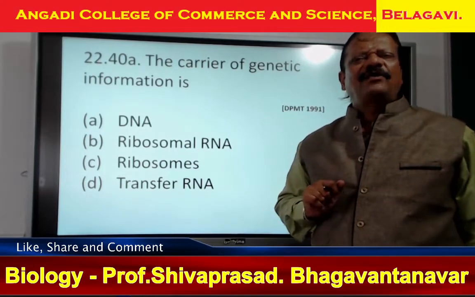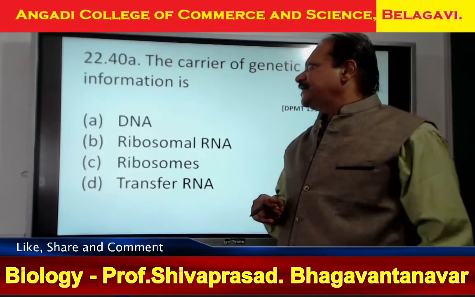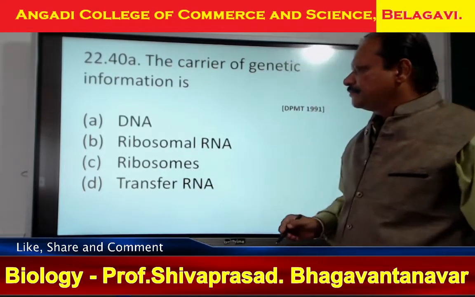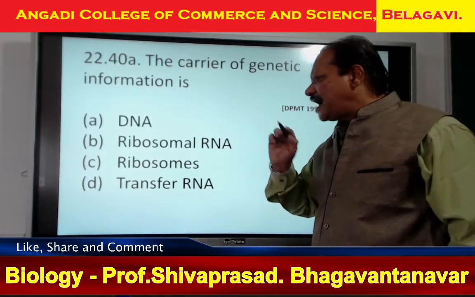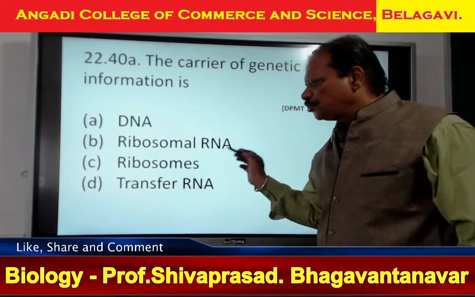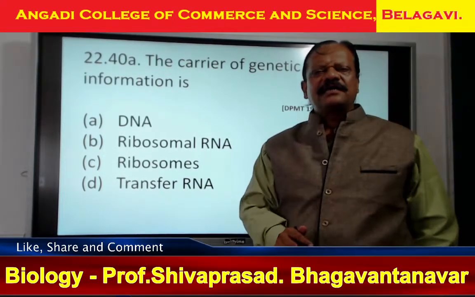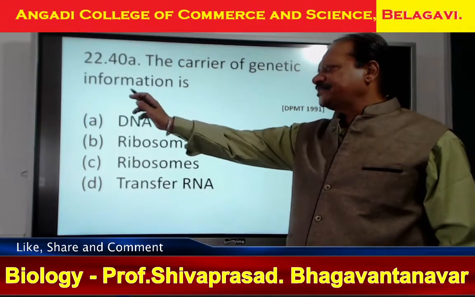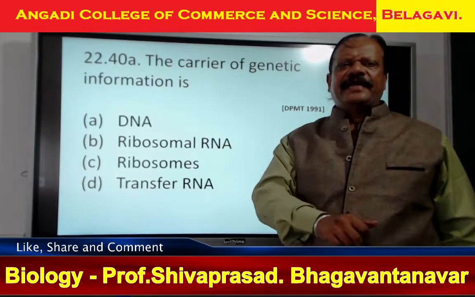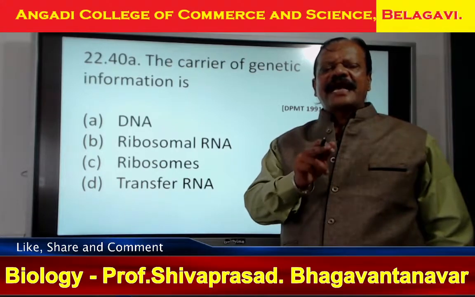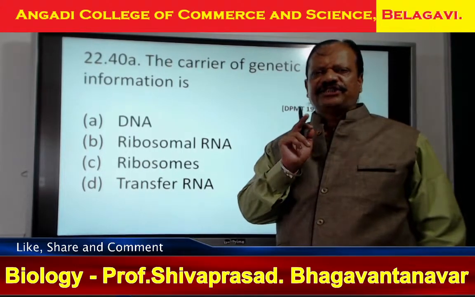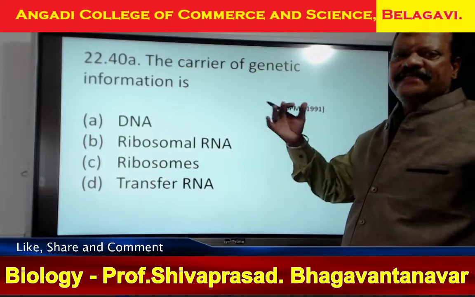So we'll see the options here. First A, that is DNA. B, ribosomal RNA. C, ribosomes. D, transfer RNA. But here the right option is option A, that is DNA. DNA carries the genetic material, or a gene. We'll move to the next question now.